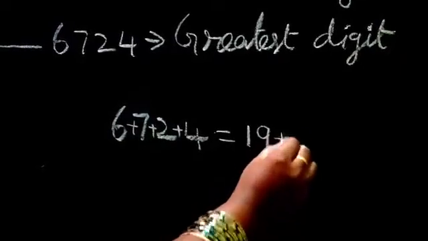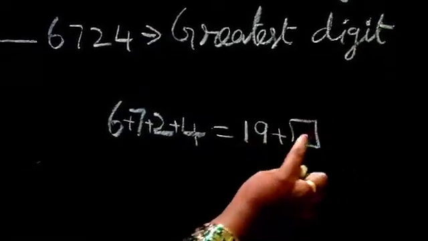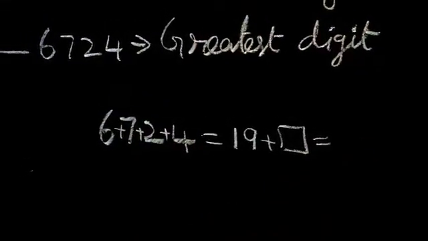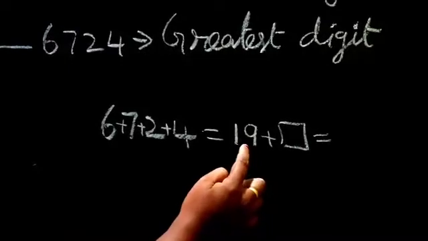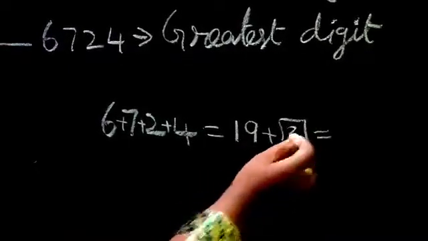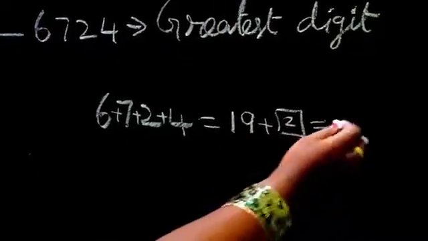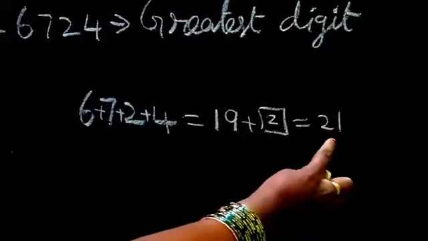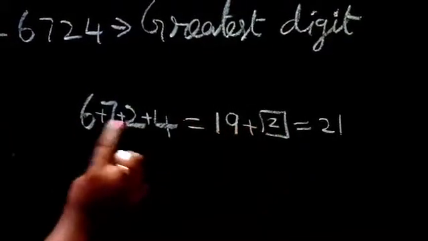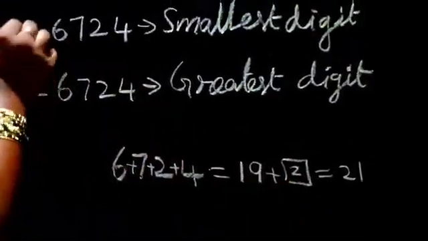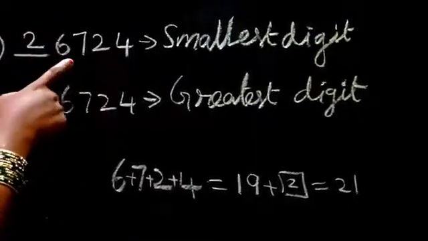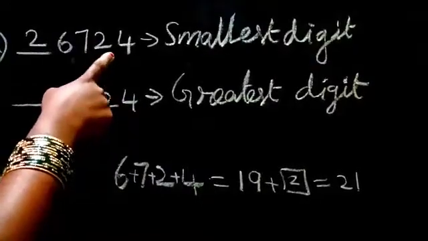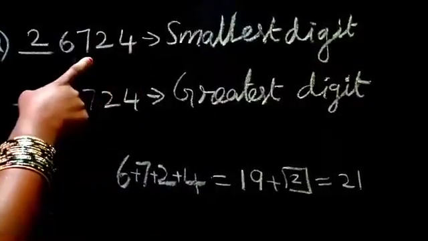So, which number will we add with 19? It should be a multiple of 3, or divisible by 3. So we have to add 2 along with 19, because 19 plus 2 is 21. 21 is 7 3s are 21. So this is the smallest number we can add. So I will write this 2 here. 26,724 is the smallest digit number. It will divide by the third table.